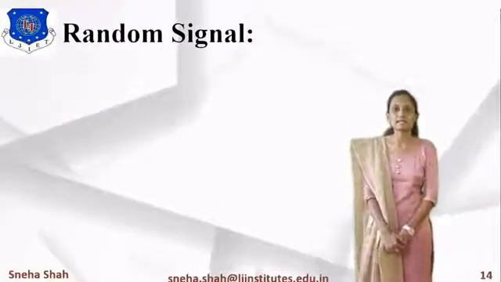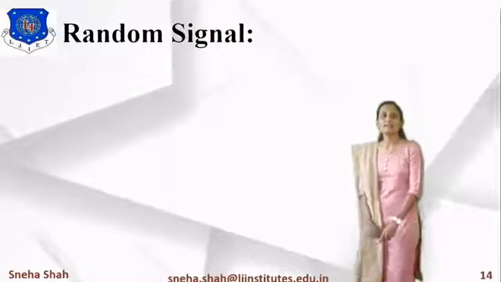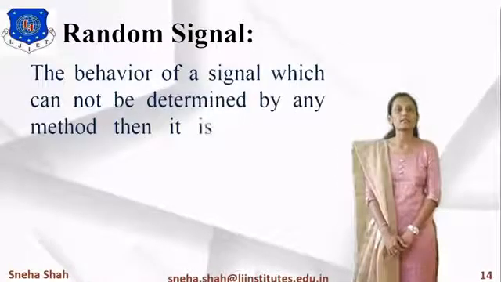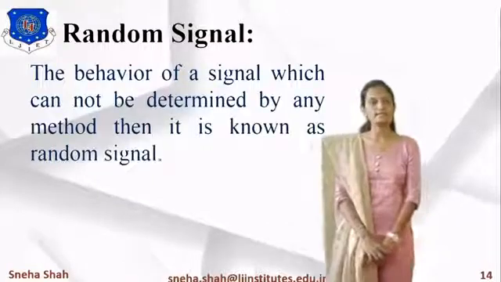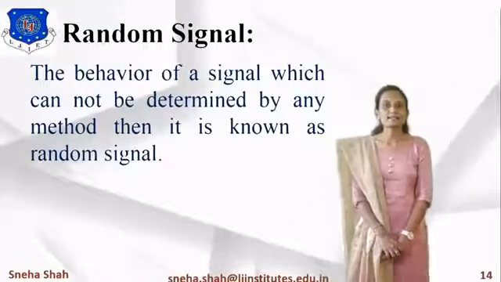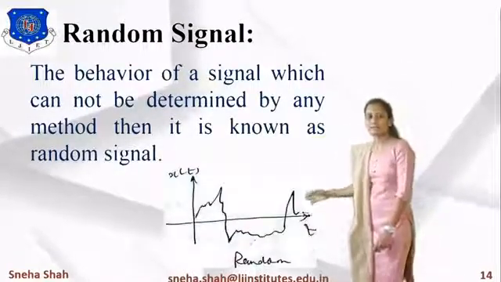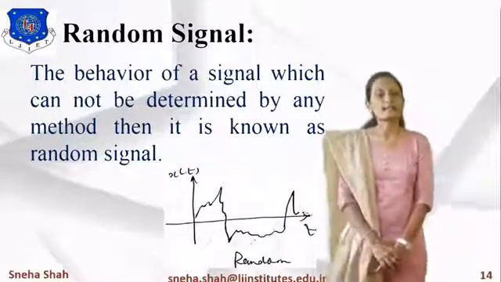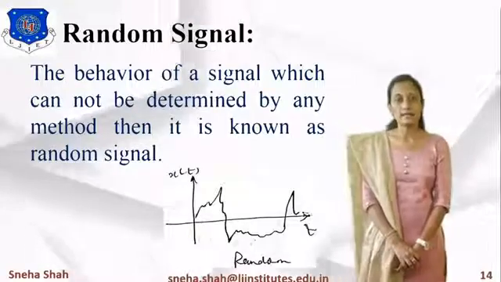And if the behavior of the signal cannot be determined by any method, then it is known as random signal. So the last type is random signal. It has unpredictable behavior. Like noise is considered as a random signal, so its behavior will be random in nature. So these are the types of the signal.